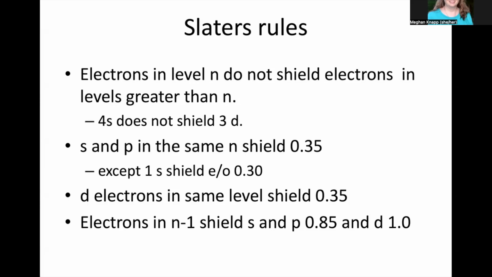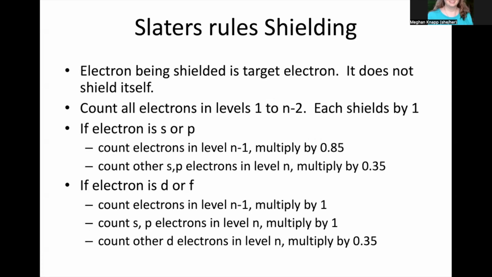Okay, so picking up where we left off on Slater's rules, these are the basic rules for what amount of shielding happens to a particular electron. So how do we apply these? This is the way that we can sort this out.